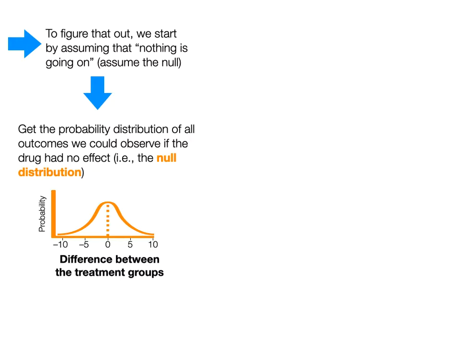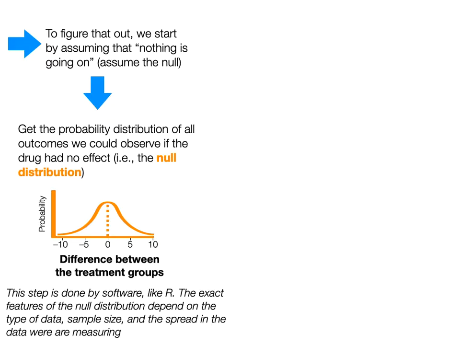So this distribution is saying, let's assume the null is true. How likely would it be to get a difference of 0, a difference of 1, a difference of 2, all possible differences between our two groups? Just a reminder that this step is being done by software. It's being done by your computer. And the exact features of this null distribution will depend on the type of data you're analyzing, the sample size, and the variability or the spread in the data that you're measuring.